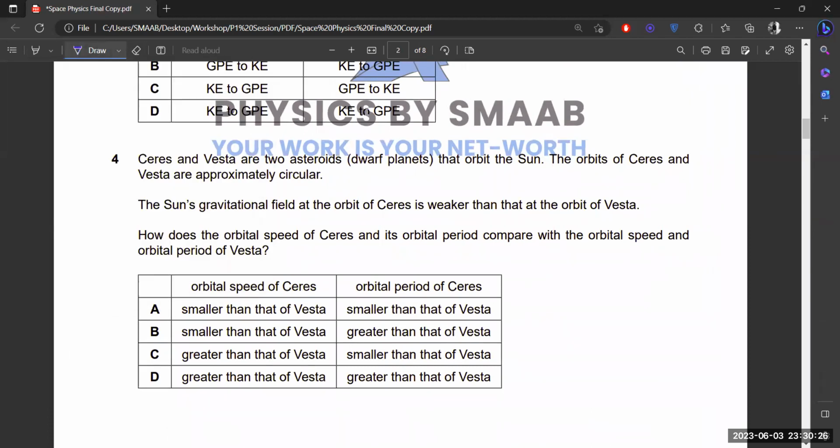The gravitational field strength at the orbit of Ceres is weaker. So now they are talking about the sun's gravitational field. Again, the situation is the same. They both are moving around the sun. So in the orbit of Ceres, it is weaker as compared to the orbit of Vesta, right? It means that at Ceres, the gravitational field strength of the Sun is weaker, and at Vesta the gravitational field strength of the Sun is greater, right?